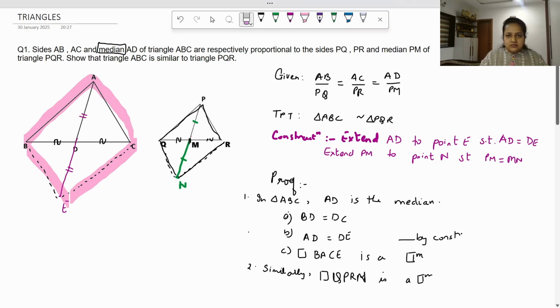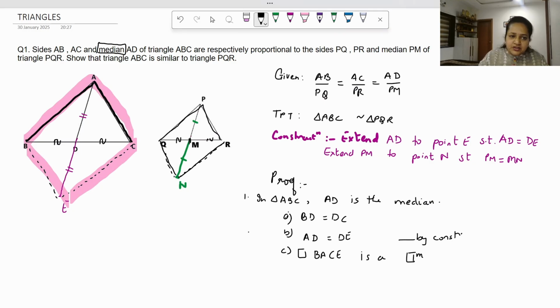Now it is to be understood, right? Why did we prove it to be a parallelogram? First we need to understand that. We were given that AB, AC and median AD. If I want to prove triangle ABC similar to PQR, I have two sides in proportion already. If we manage to prove angle A equal to angle P, then we will say that the two triangles are similar by SAS. So we are doing all these constructions and proofs just to prove that angle A is equal to angle P. I hope it is understood.